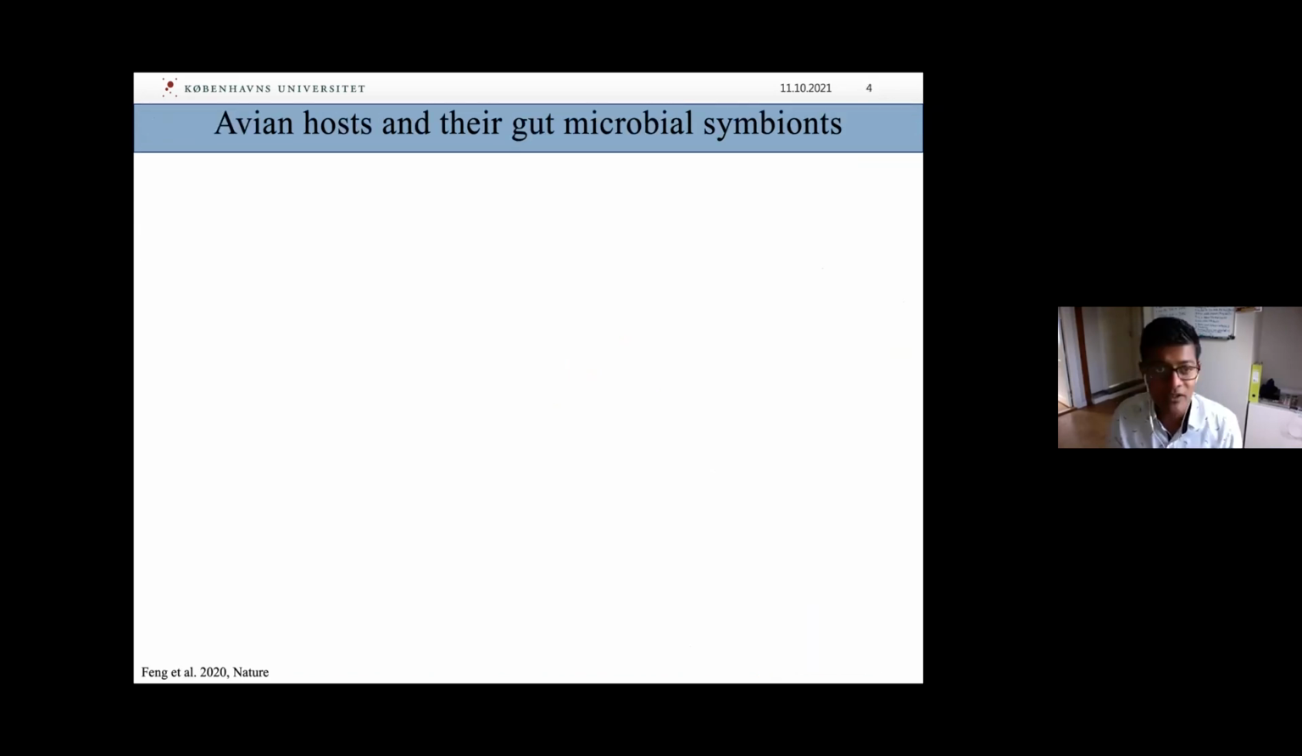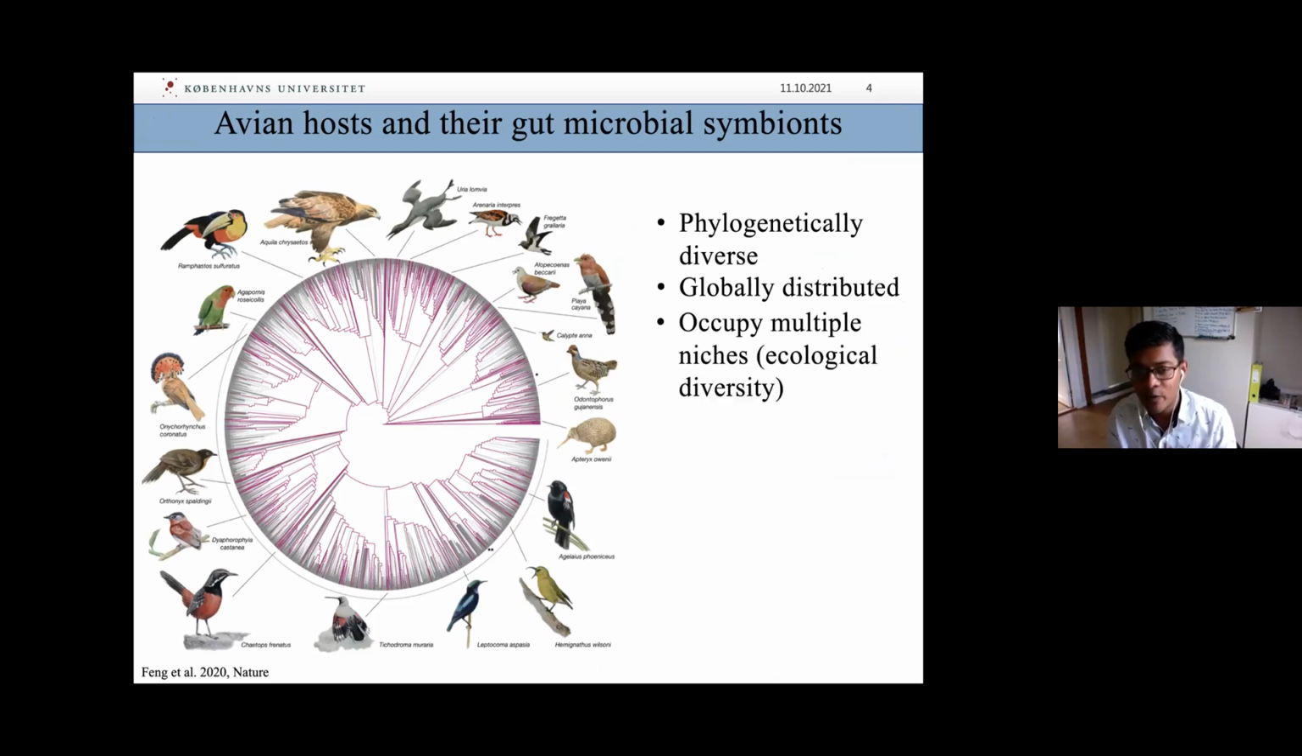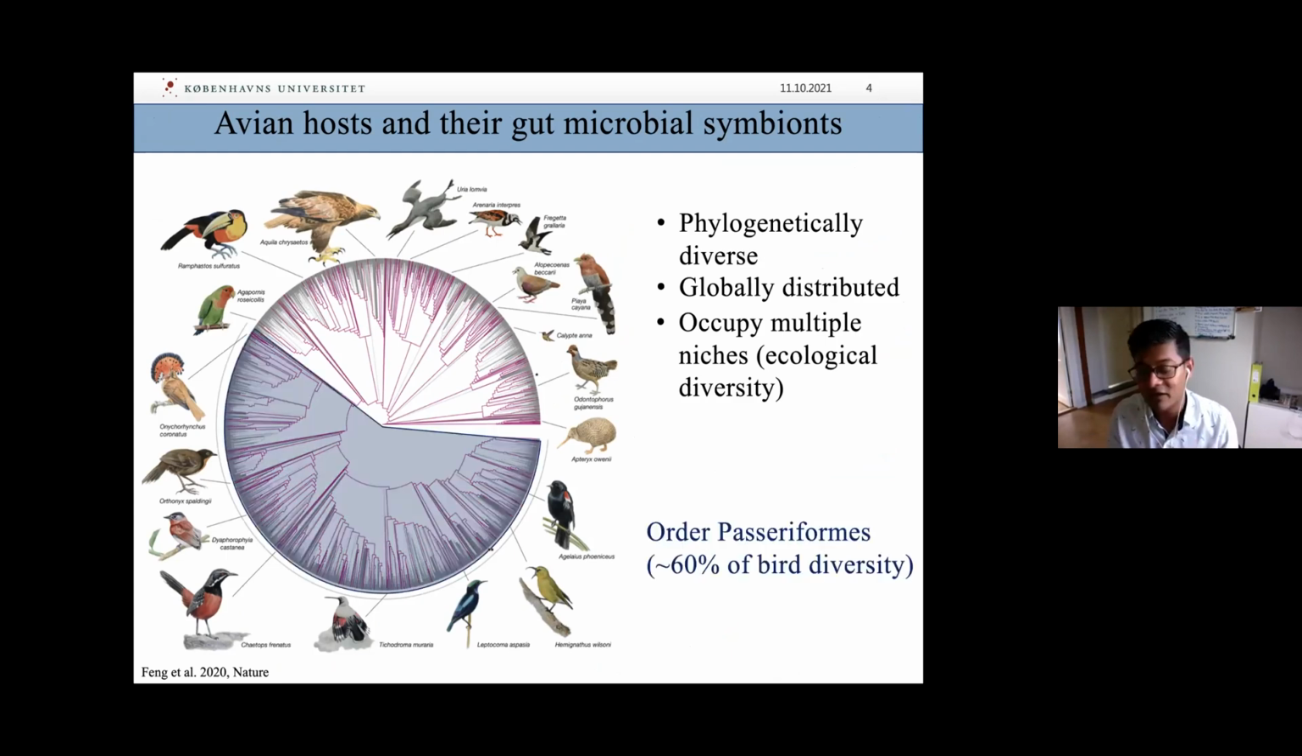During my PhD, I looked at avian gut microbial communities and tried to understand multiple factors driving these complex associations. I chose birds because they are phylogenetically diverse, globally distributed, and occupy multiple niches, providing great phylogenetic and ecological diversity to investigate the factors governing these complex symbiont associations. When I talk about birds, I mainly focused on the passeriforms, passerines, like Knud talked about. These birds make up around 60% of the extant bird diversity. Our understanding of the gut communities of many wild passerines was really limited when I started my PhD.